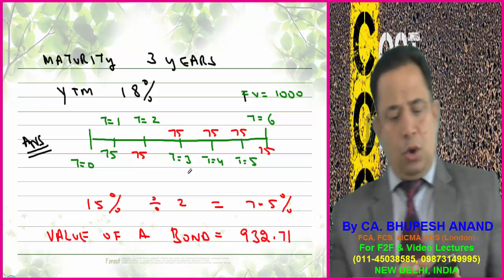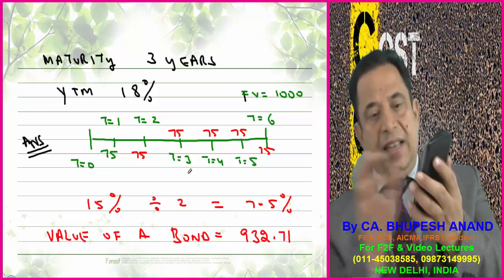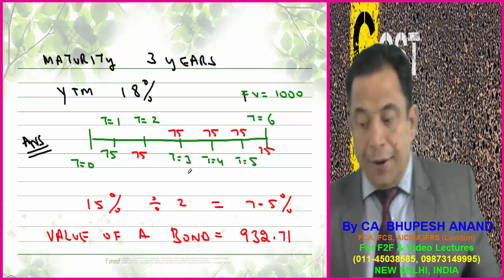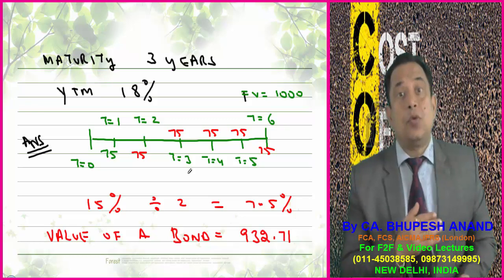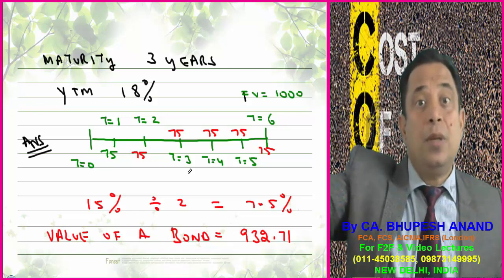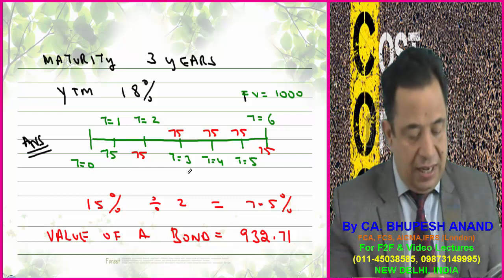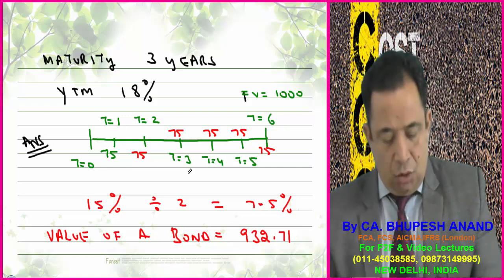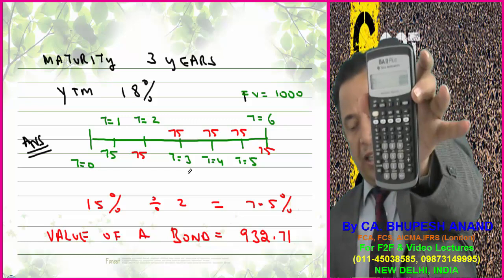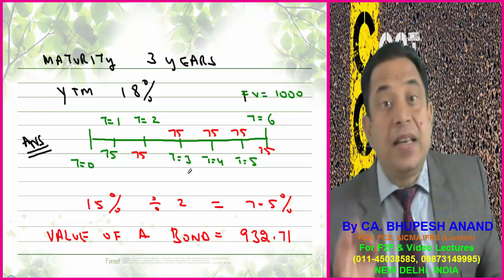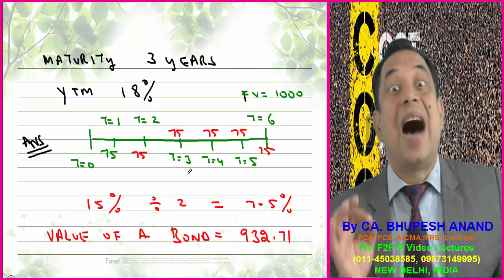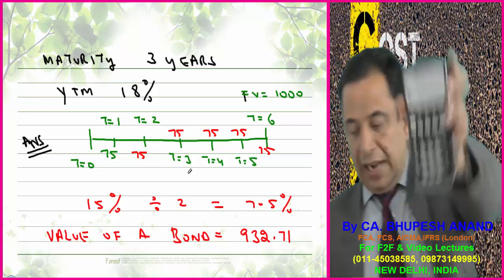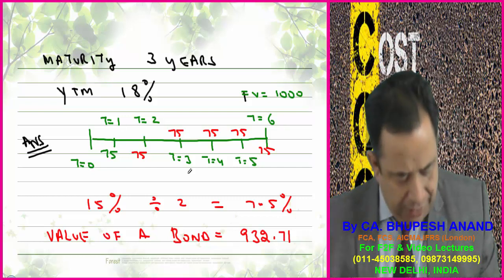But before that, I want to show you with the help of a calculator. Second, clear TVM. 75 as payment. Now the point is, because 75 is being paid semi-annually, the number of periods will be double. Actually, the maturity period is 3 years, but I will be taking N as 6. 6 as N, 1000 as future value, and I will be taking the interest rate as 9%, that is half of YTM. 9 as interest rate, compute present value, that is coming to 932.71 rupees.